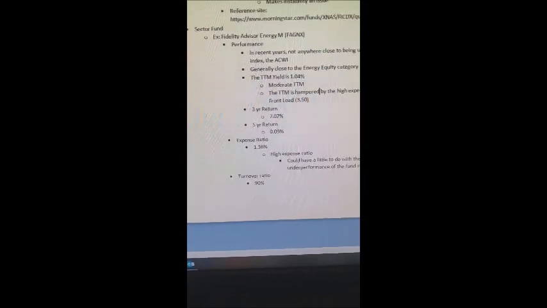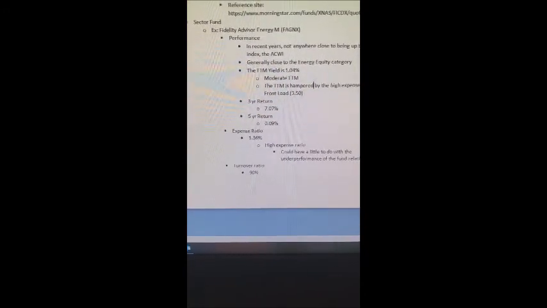The last kind of mutual fund that we will talk about today are sector funds. The first sector fund we were going to discuss is the Fidelity Advisor Energy M Fund. In recent years, this fund has not performed anywhere close to being up to par with its index, the All Country World Index. Generally speaking, however, it is close to the energy equity category.